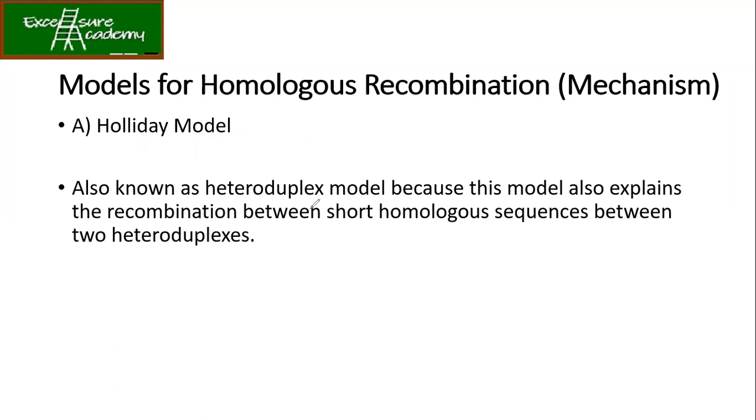It is also known as the heteroduplex model because this model explains the recombination between short homologous sequences between the two heteroduplexes. Are you able to follow? This sentence is very important to understand, okay? It is also known as heteroduplex, why? Because the recombination is happening between the two heteroduplexes of the homologous sequences. Now, how it is formed, we'll see one by one with the figure.